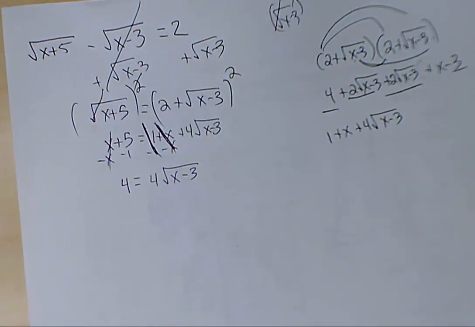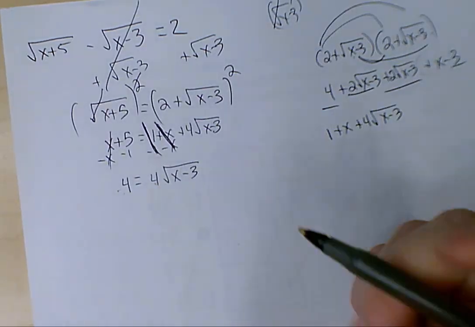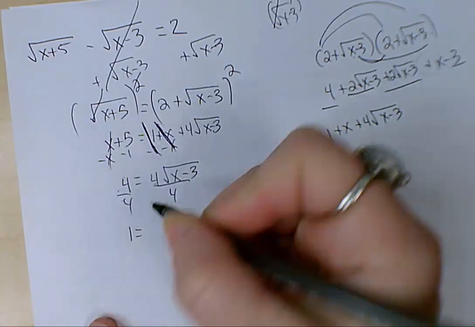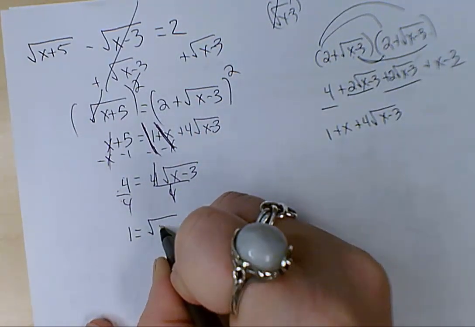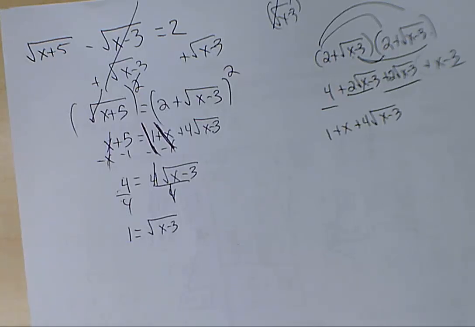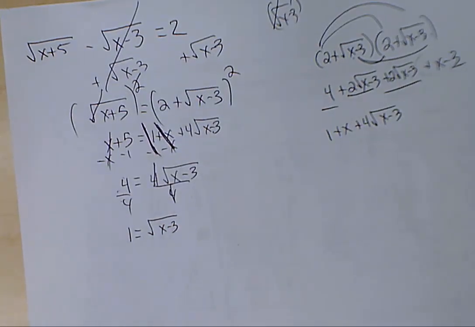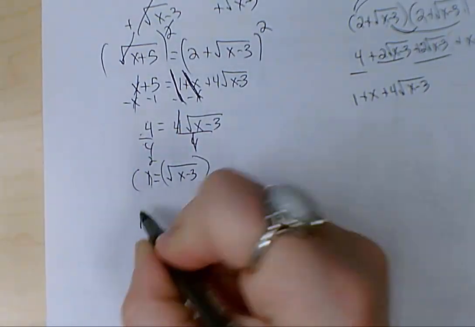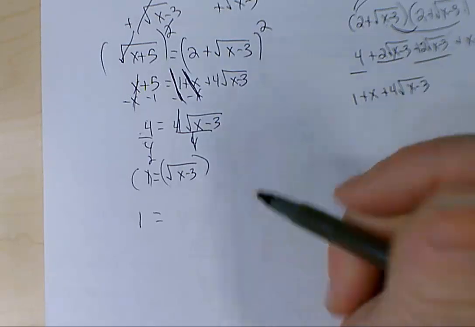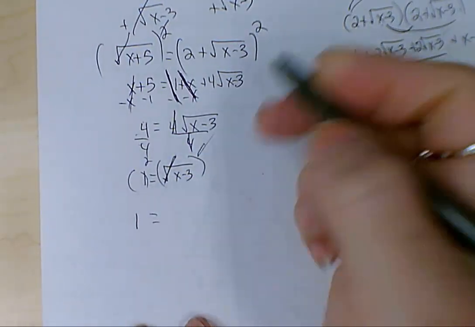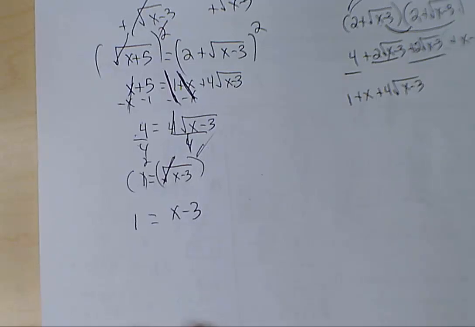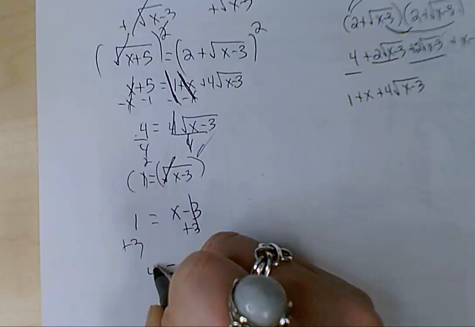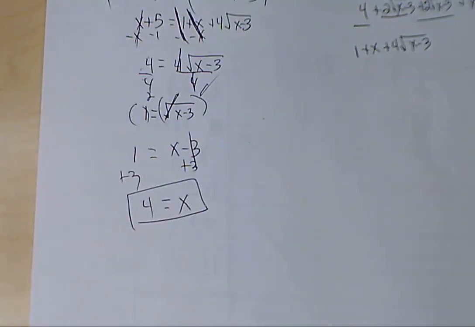of x minus 3. Now, just because these numbers actually happen to be the same, I can go ahead and divide that out. 4 divided by 4 is a 1. 4 divided by 4 is a 1, right? So I can cancel that out. Now that the radical is isolated, we can square each side. 1 times 1 is a 1. Squaring the right-hand side, square root cancels out with square, leaving us with an x minus 3. Add that 3 to the other side, and we get that x is equal to 4.